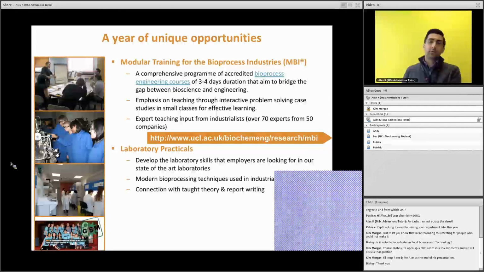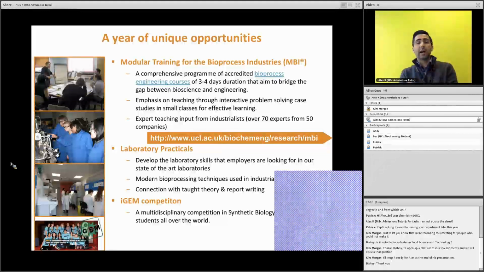You'll also get to do a lot of hands-on work during the practicals in our labs, and really our focus is more on modern bioprocessing techniques that you would actually use if you went to work in industry, and not things that were discovered like 30 or 40 years ago. And that really brings the connection between the theory you will be covering in the taught modules, and it all melds together.